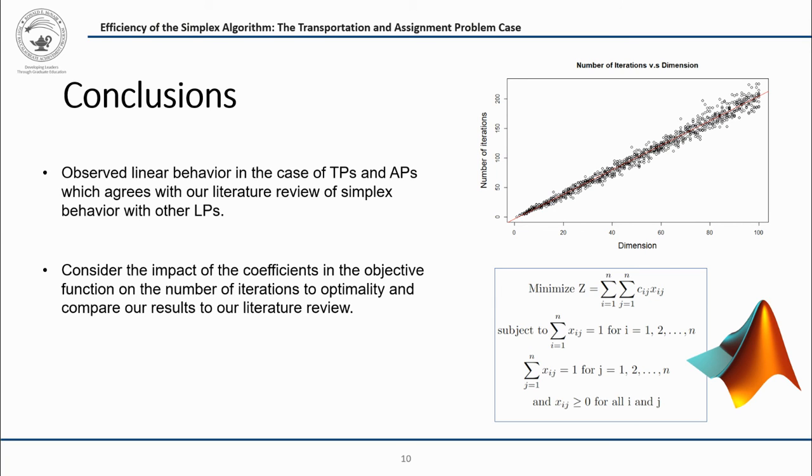In conclusion, we have thus far observed linear behavior in the case of TPs and APs, and we will now be considering sufficiently spread out coefficients in our objective function. So that is what we are looking forward to in the next few weeks.